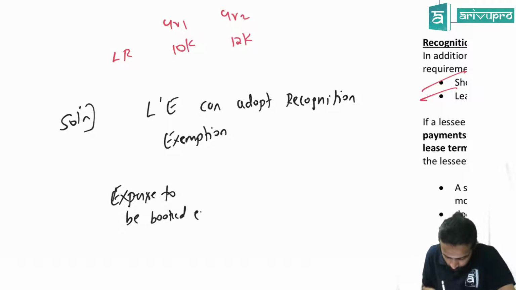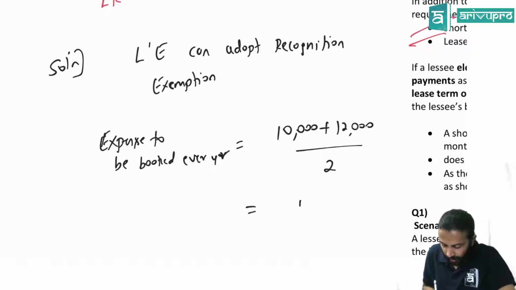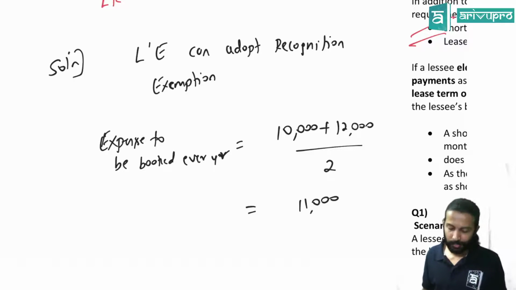Yes, straight line. That means expense should be same every year. Find out the average expense. First year expense is how much? 10,000. Second year expense is how much? 12,000. Divided by 2. How much is this? 11,000. That means every year he has to book how much? 11,000 as an expense in his P&L.